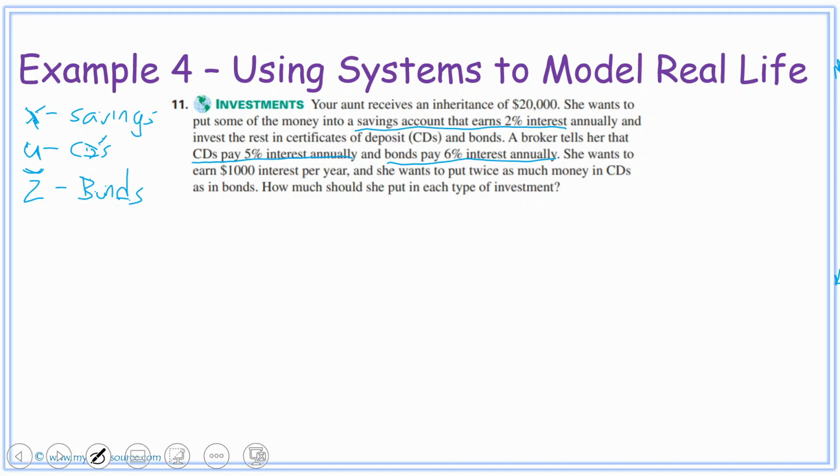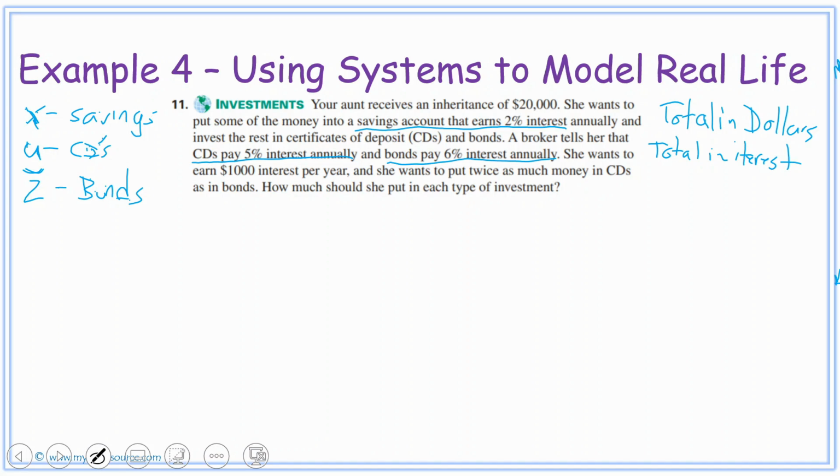That's $20,000. So then it says she wants to earn $1,000 interest per year, and she wants to put twice as much money in CDs as in bonds. All right, so just like we learned in linear systems, you want to get your totals as well. So what would your totals be? Well, as you can see, we have a total that's in dollars. So total in dollars, we have that. But then we see that we're dealing with interest, right? She wants to have a certain amount of interest per year. So we need to have our total in interest.